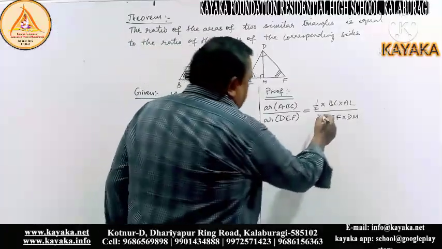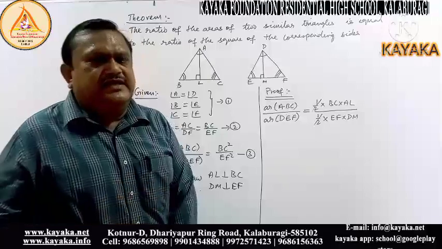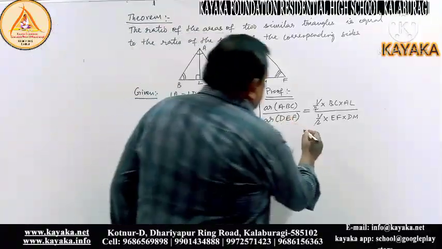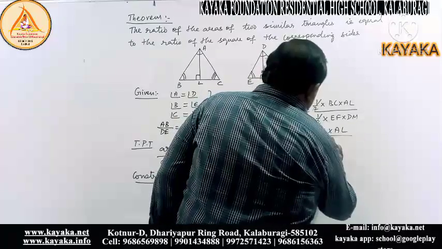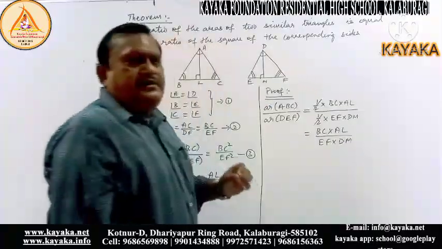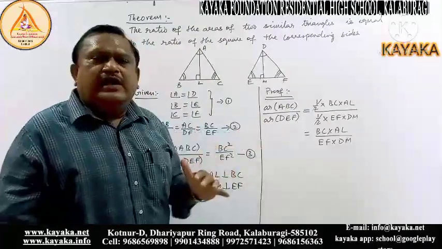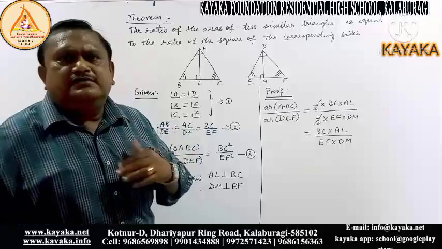Now, see here, dear children, this half and half will be cancelled. You can cancel it. Okay. Now, what are we getting here? We are getting BC into AL divided by EF into DM. See here, within one step, we got half, 50% of our proof is ready now.